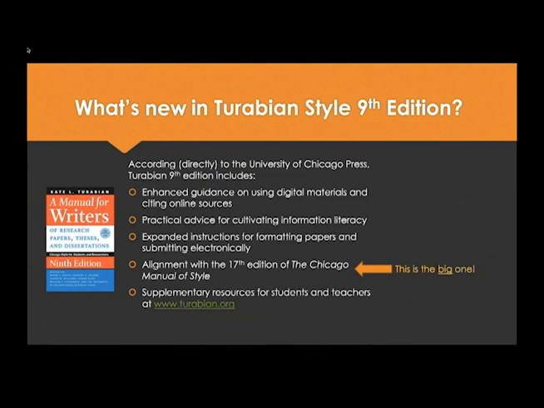This is a big one to note because Turabian and Chicago have become so intertwined that people often think of them as the same style. The new edition of Turabian also offers supplementary resources for students and teachers. These can be found at www.turabian.org.